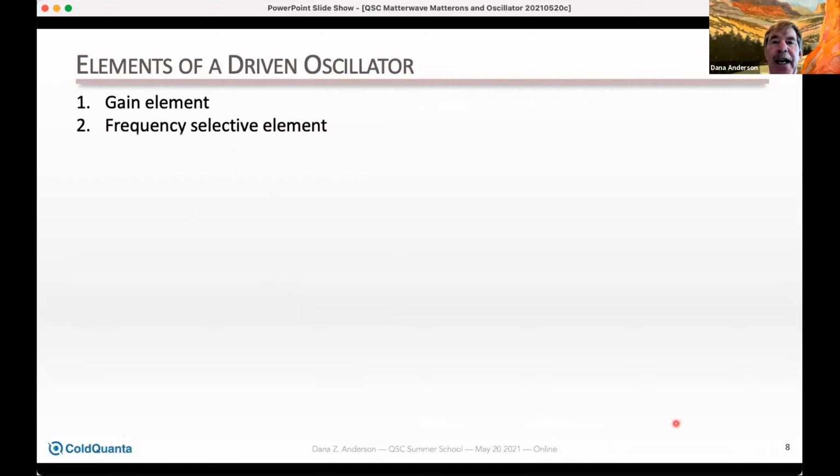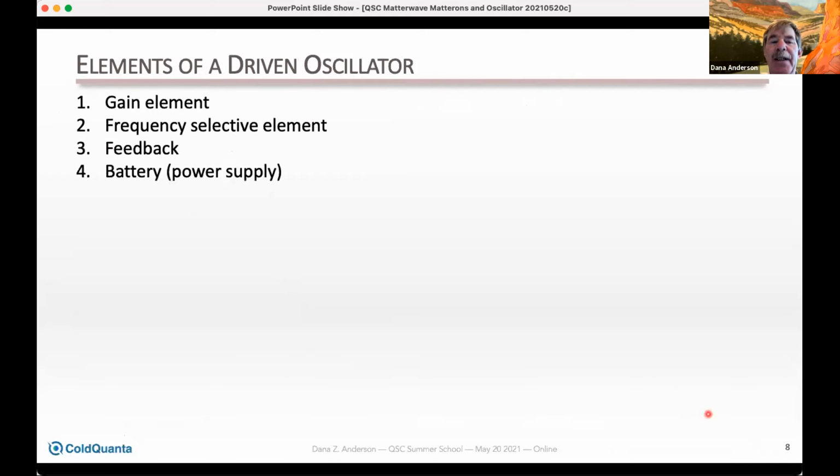One, it has gain. It has a frequency selective element. There's feedback, and there's a power supply. Energy comes from somewhere. And finally, there's coupling to the vacuum in the case of what I've shown. And all of these things are shown in the electronic circuit. So gain is the transistor. The resistors are for biasing it.